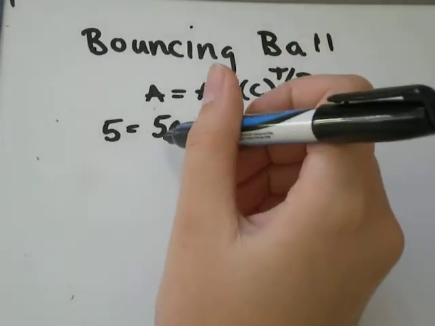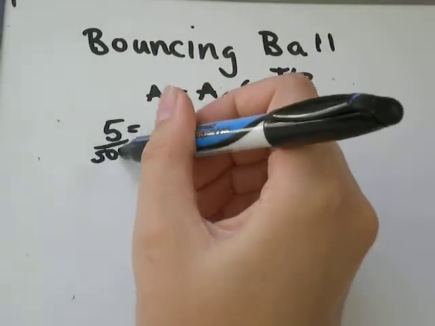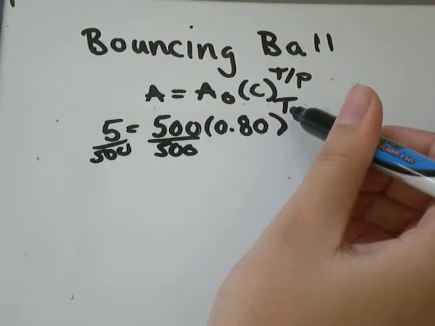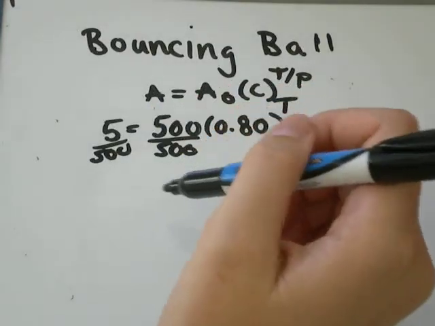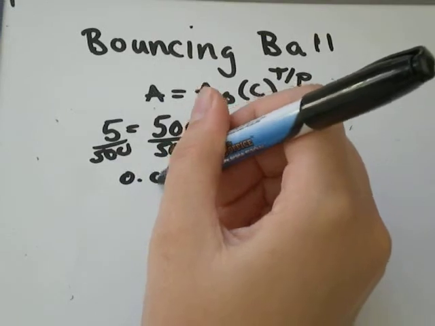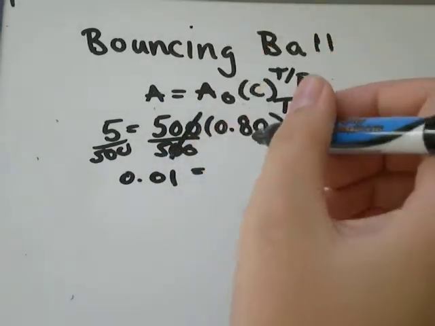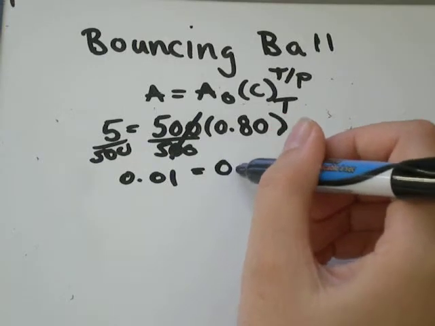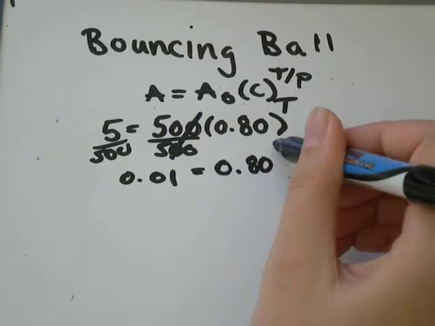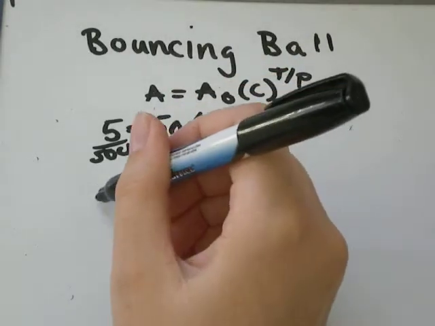The first thing I can do is divide both sides by 500, because the 500 is not connected to the variable in any way. 5 divided by 500 is 0.01. 500 divided by 500 is just 1. And then I've got 0.80 to the exponent of t. Well, let's take the log of both sides.